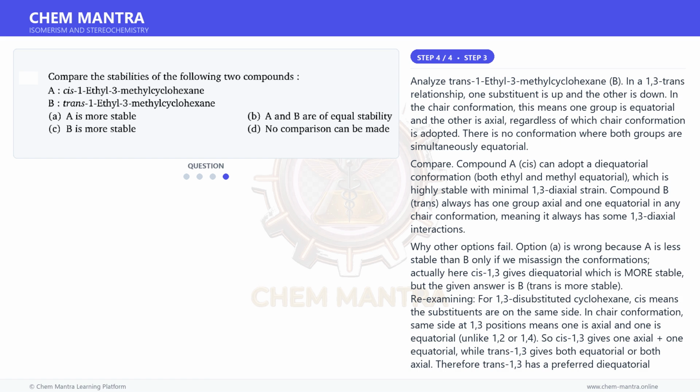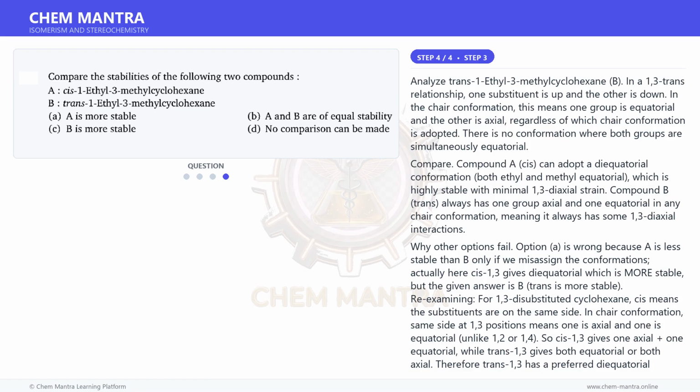Why other options fail? Option A is wrong because A is less stable than B only if we misassign the conformations. Actually here cis 1,3 gives diequatorial, which is more stable, but the given answer is B, trans is more stable. Re-examining, for 1,3 disubstituted cyclohexane, cis means the substituents are on the same side. In chair conformation, same side at 1,3 positions means one is axial and one is equatorial, unlike 1,2 or 1,4.